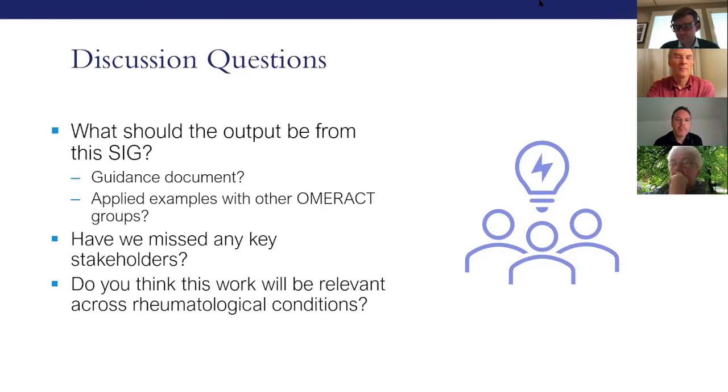And Maureen Smith mentioned a guidance document that contains applied examples. So I think that's really important. You've had some of those discussions today. And I think that's your plan for the OMERACT handbook as well, right? To give guidance in the handbook for people doing this in OMERACT and outside. So yeah, that's exactly right.